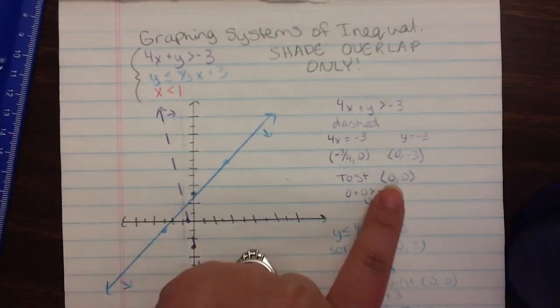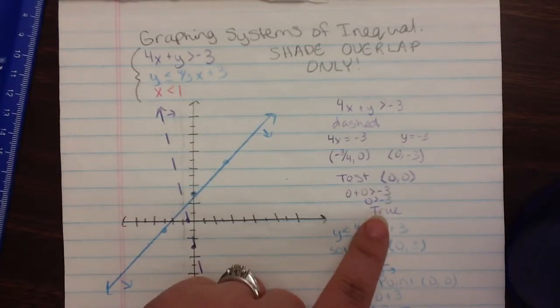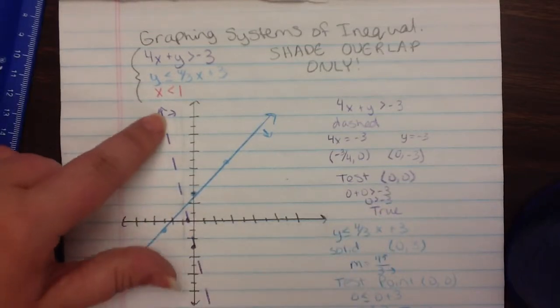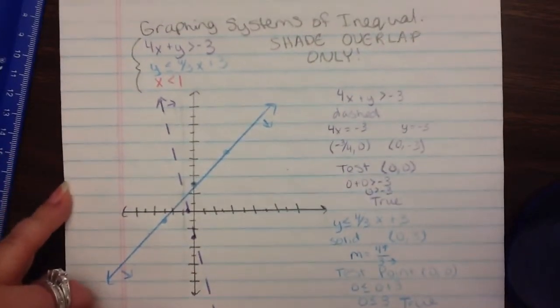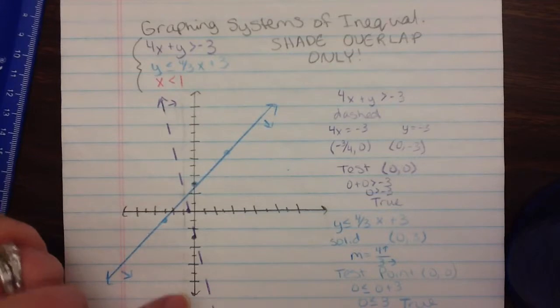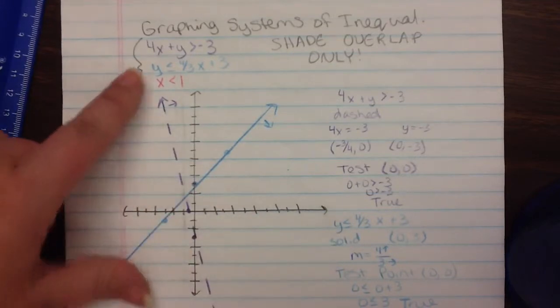We used a test point to plug in to see which side we should shade on. Do you remember all that? And we use these little arrows here and down there, hopefully you can see that, to show us which direction to shade. Then we graphed this line, which is blue now.